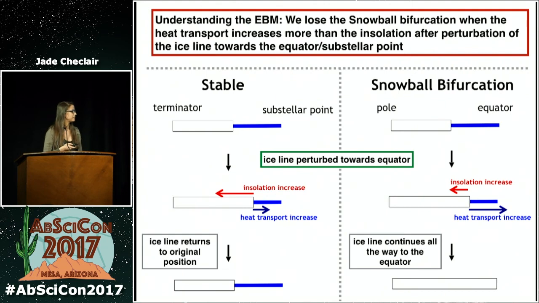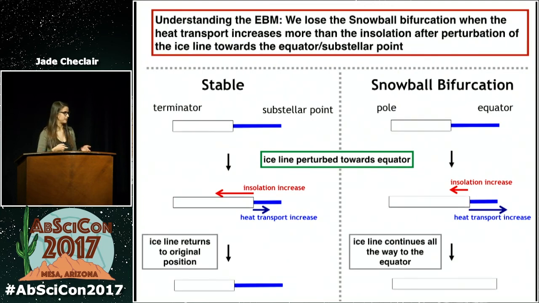Now there, the insolation and the heat transport will be greater. But because, as we saw for the Earth, the insolation shape is not so sharp around the equator, at that point, the heat transport will actually have increased more than the insolation increased. And because of this, the ice line will continue all the way to the equator. So the planet is in a snowball state.